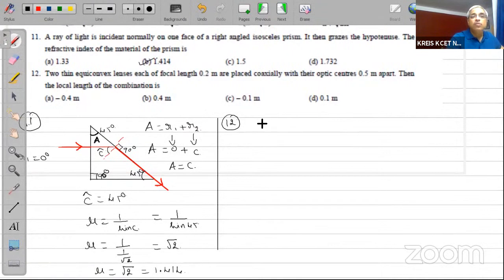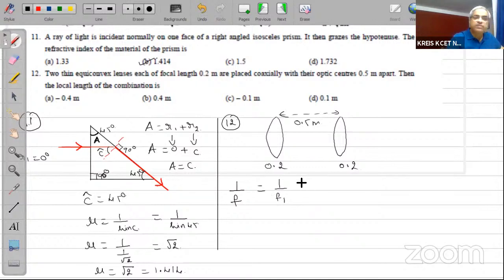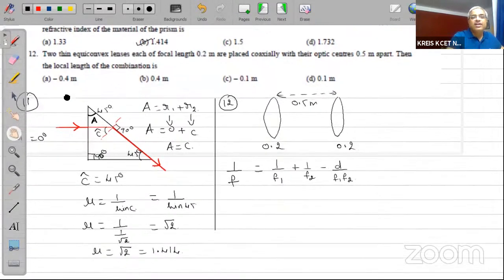A nice problem. We have already seen the formula for two lenses separated by a distance, right? If there are two equi-convex lenses like this, their separation is given to be 0.5 meters. The focal length of each of them is 0.2 and 0.2. In such a case, what is the effective focal length given by? I had given you an expression: 1 by F is equal to 1 by F1 plus 1 by F2 minus D by F1 F2. So let's substitute everything and get the answer.